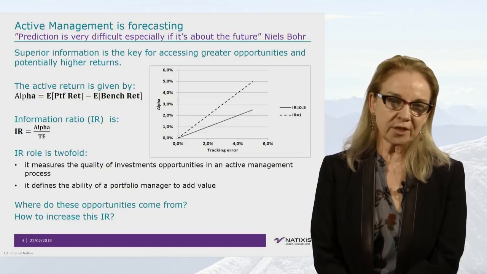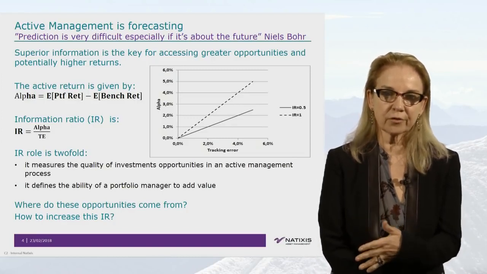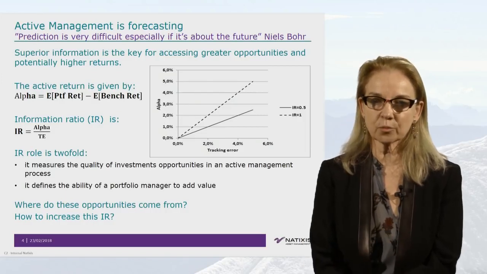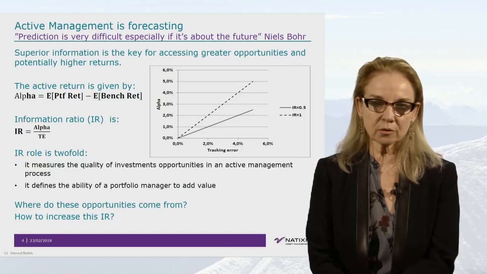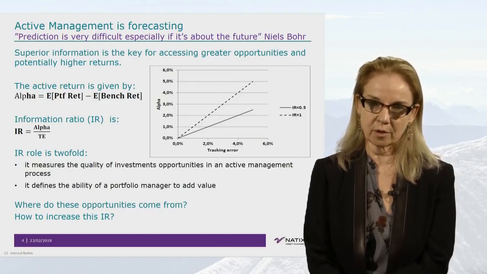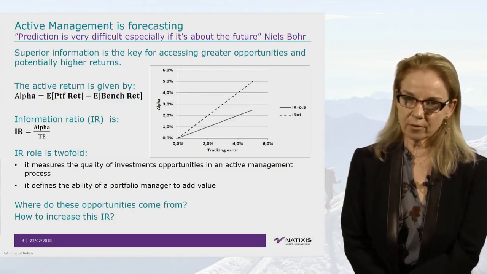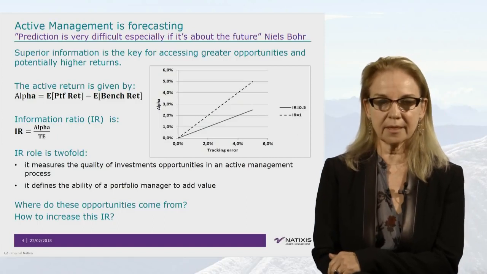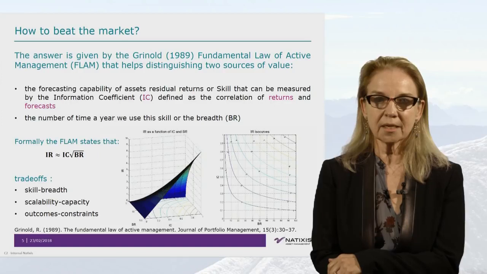So the information ratio, in fact, has two aspects. It measures the quality of investment opportunities in an active management process, and it also measures the ability of the portfolio manager to add value or to add performance. So in fact, we have a theory that links added value to these two aspects.